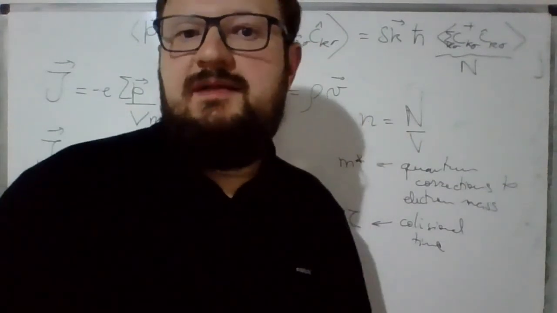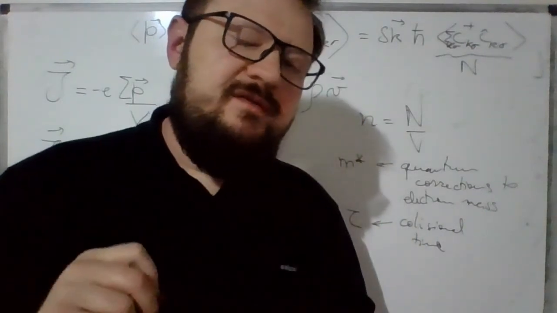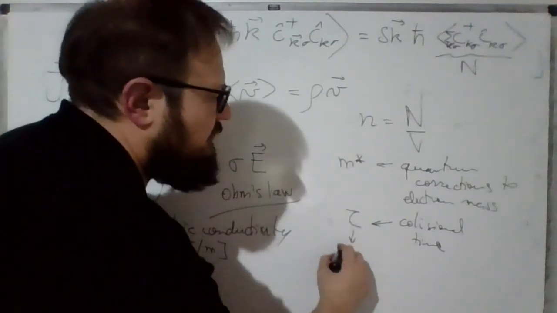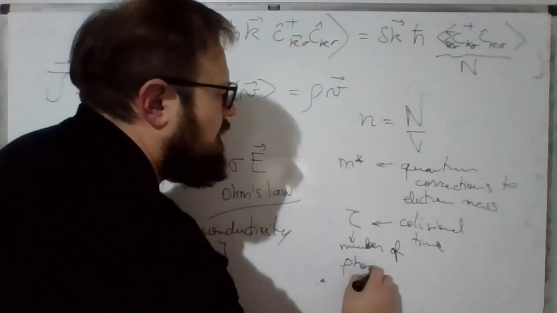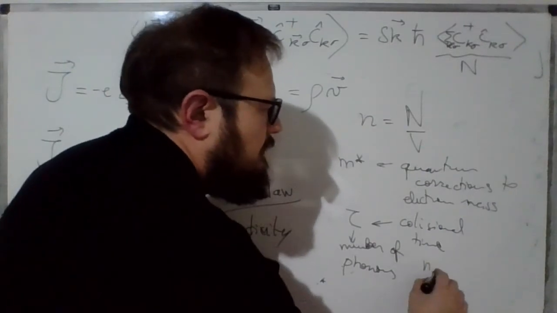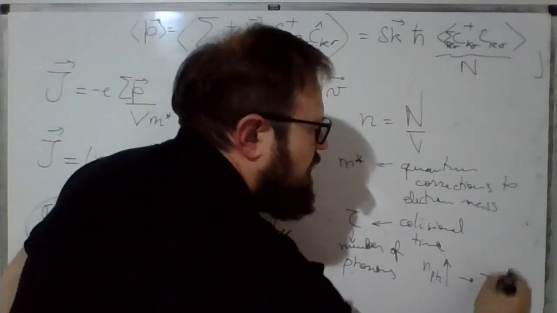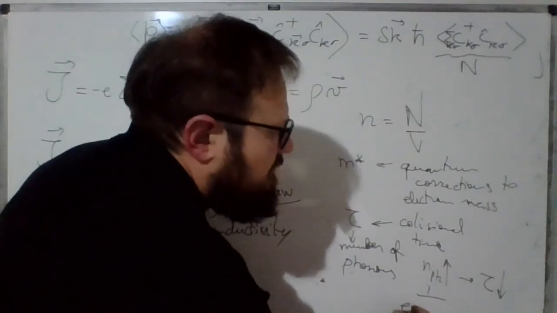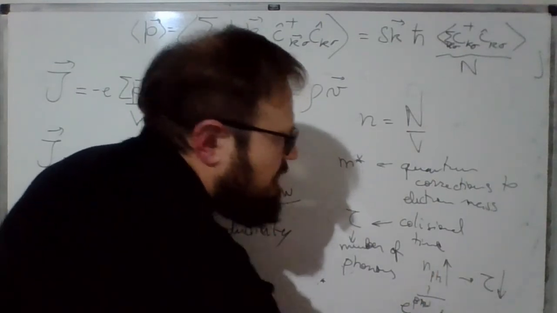But just remember that the phonons are bosons, and therefore they follow Bose-Einstein statistics. So this depends on the number of phonons. With increasing number of phonons, of course, tau decreases. And the number of phonons depends on something like 1 over e to the beta, which is temperature, times h bar, the energy of the phonon, minus 1.